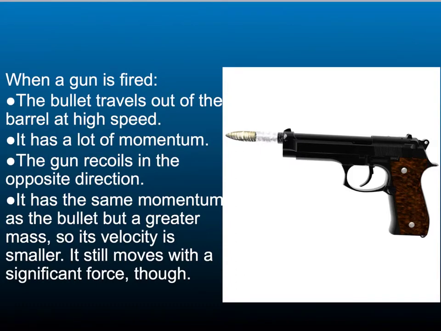Recoil can also be seen when a gun is fired. Before the gun is fired, both of the objects are stationary. When the gun is fired, the bullet travels out of the barrel at high speed, and it's got a lot of momentum. The gun recoils in the opposite direction. It has the same momentum as the bullet, but it's got a lot greater mass, so its velocity is smaller. It still moves with a significant force, and this force can be felt by the person who's firing the gun.